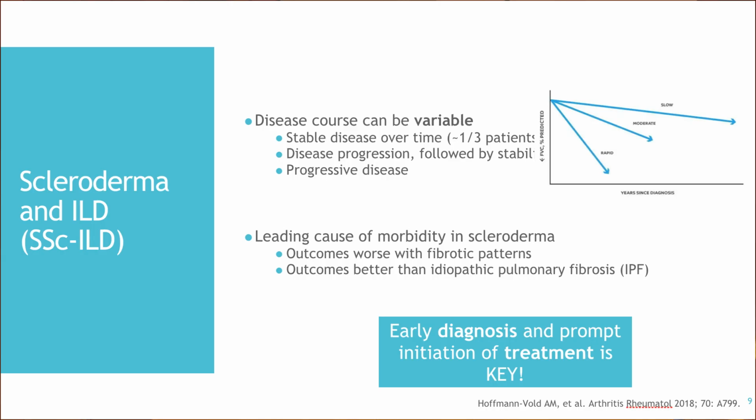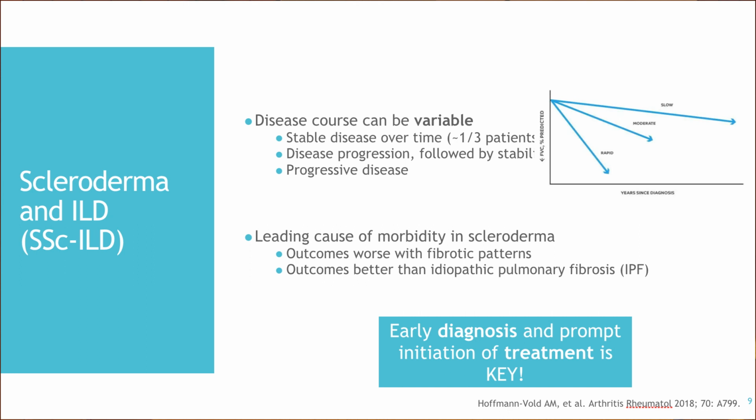The course of disease with ILD can be really variable, and there are three different phenotypes that patients might experience. About a third of patients will have relatively stable disease over time. Their lung function will remain relatively stable over time, and their symptoms will remain relatively stable over time. A percentage of patients will have disease progression, so decline of their lung function, followed by a period of stability. And then another proportion of patients will experience progressive interstitial lung disease. And even within that progressive disease category, there is still substantial variability.